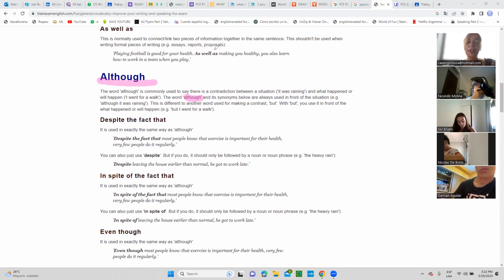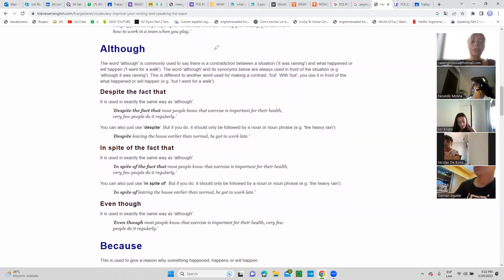This is different to another word used for making a contrast, but. With but, you use it in front of what happened or what will happen. But I went for a walk. So this is the way we use it. Although it was raining, comma, I went for a walk. Or the other option would be, it was raining, but I went for a walk. Of course, if you have the option, it's better to use although instead of but because it's a higher level word. Okay.